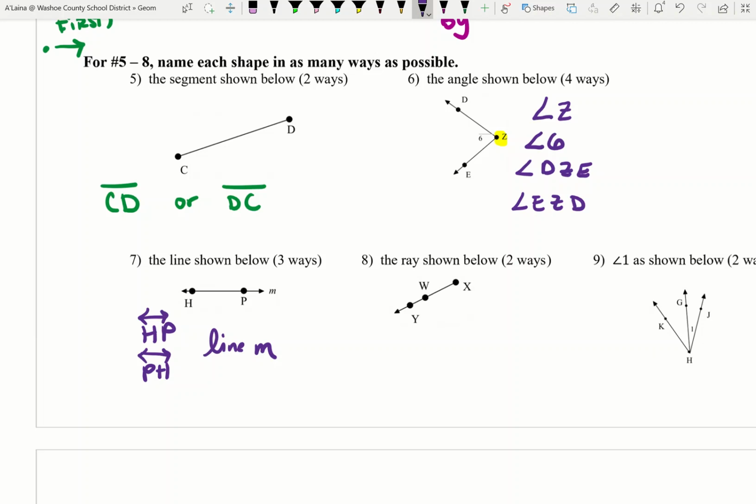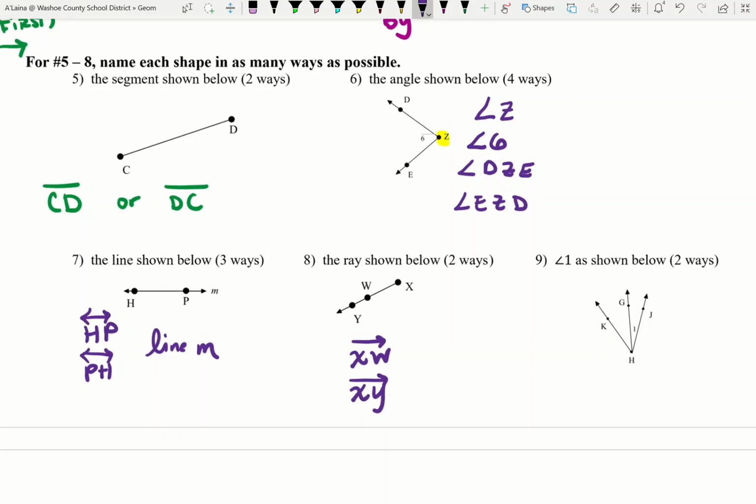This ray can be named in 2 ways. You must start with the endpoint, and then you can pick another letter on the ray. You must start with the endpoint, and then you can name another point on that ray. The more points I had, the more ways I would have.